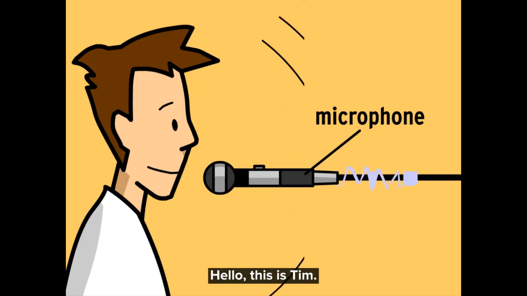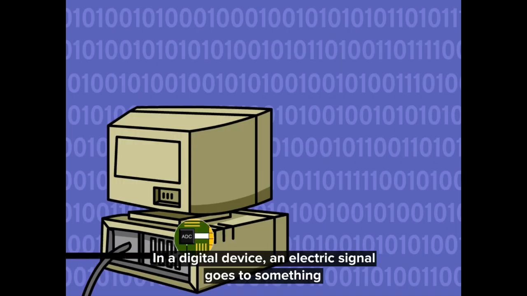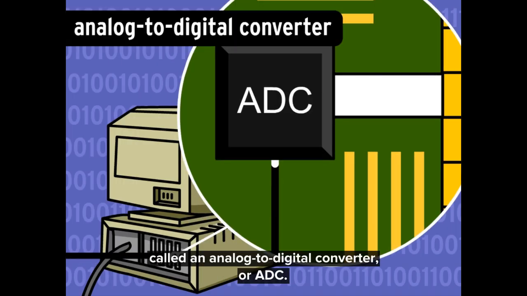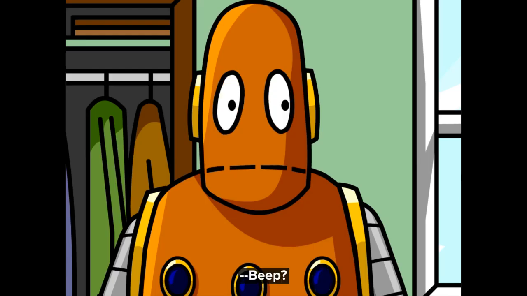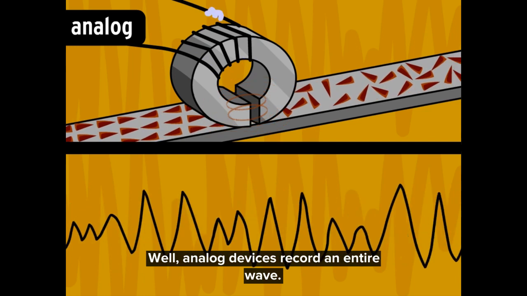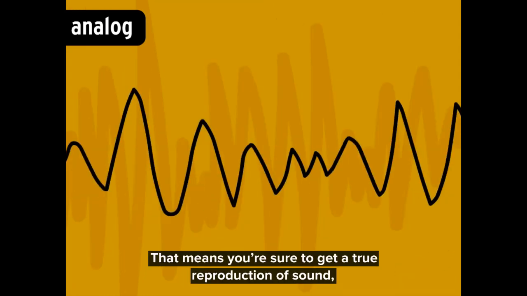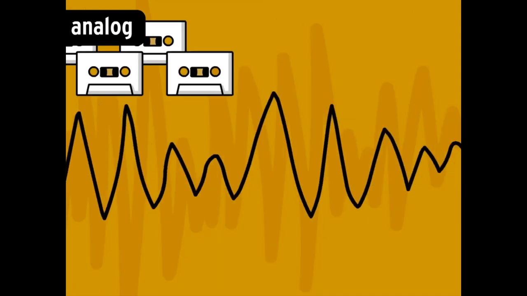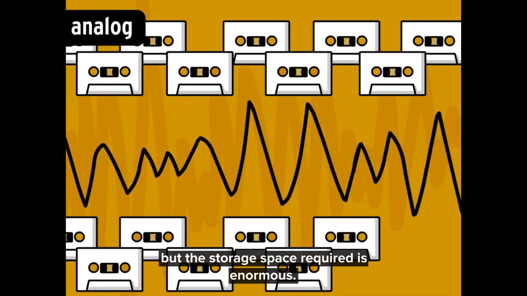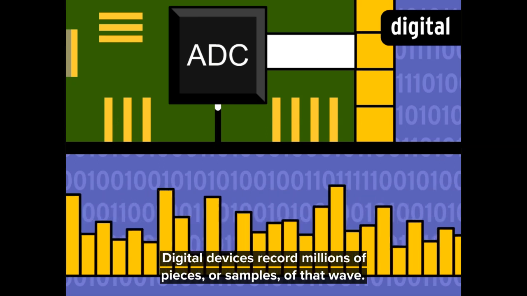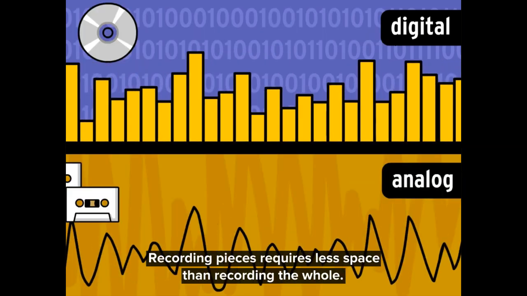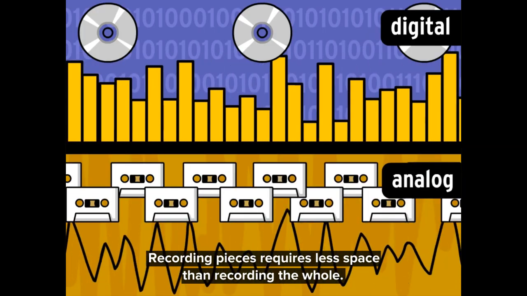In a digital device, an electric signal goes to something called an analog to digital converter, or ADC. The ADC analyzes the signal and takes samples of it. Well, analog devices record an entire wave. That means you're sure to get a true reproduction of sound, but the storage space required is enormous. Digital devices record millions of pieces or samples of that wave. Recording pieces requires less space than recording the whole.